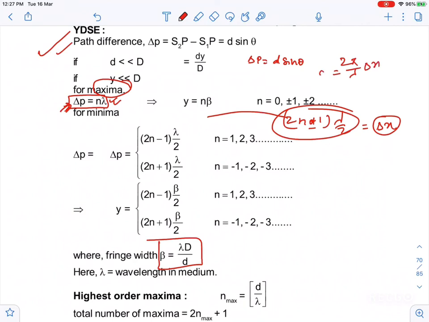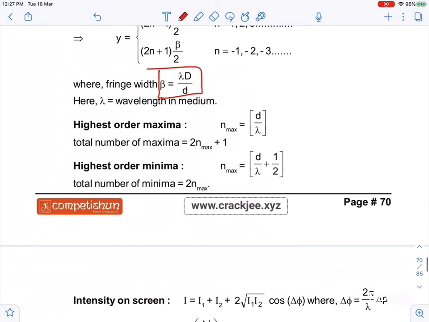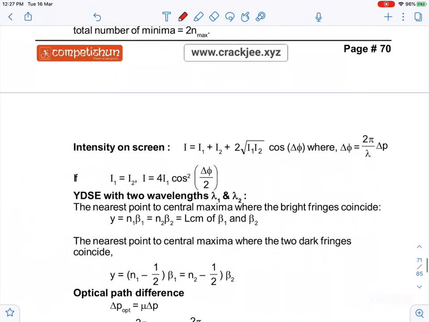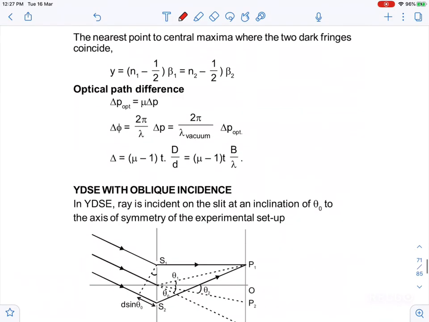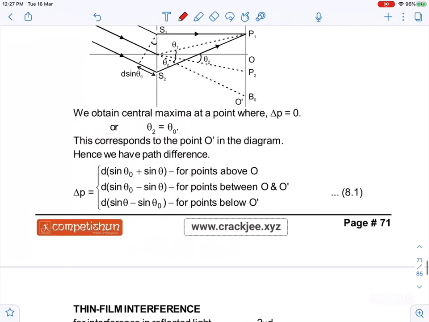Path difference means delta x. Delta x is what, guys? I told you 2 pi by lambda into delta x is equal to phase difference. So this path difference you have to equate with n lambda for maxima, and (2n plus 1) lambda by 2 for minima. This you have to keep in mind, guys.